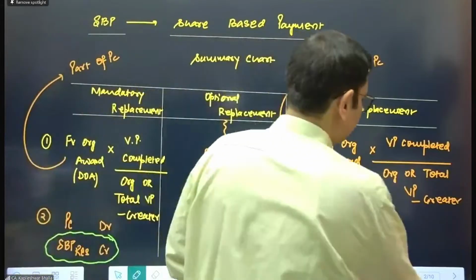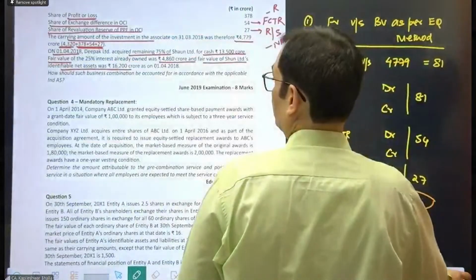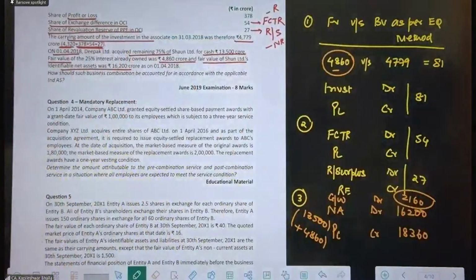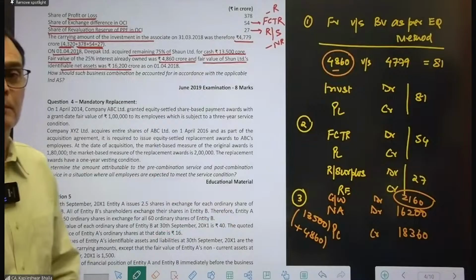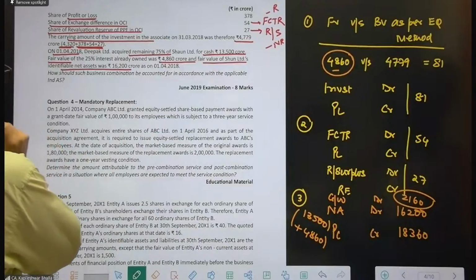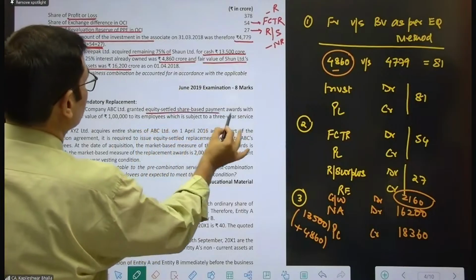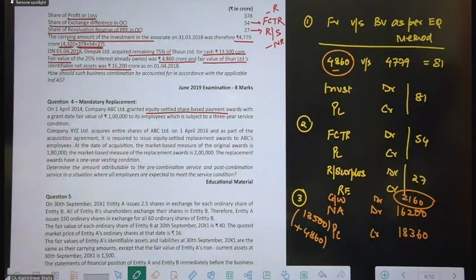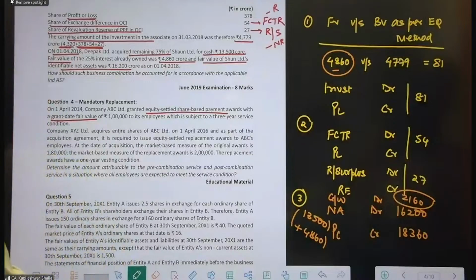Right, friends. Now let's have a look at a question on this area. I think I had put a question on this area. Yes, we can look at question number 4. Though the heading itself tells you the answer, please don't read the heading. We're just going to read and decide whether it is a mandatory replacement or not. It says on 1st April 2014, ABC granted equity settled share-based payment awards with a grant date fair value of 1 lakh to the employees, subject to a 3-year service condition.